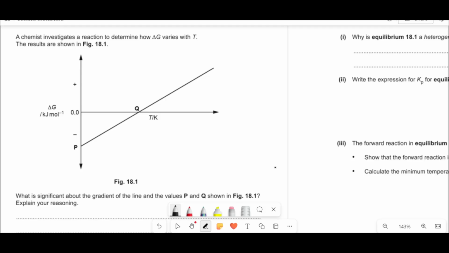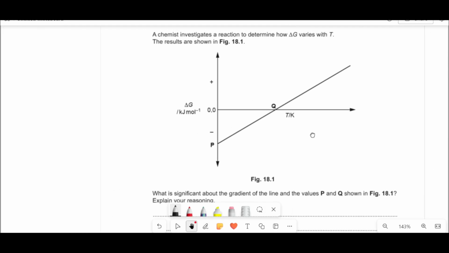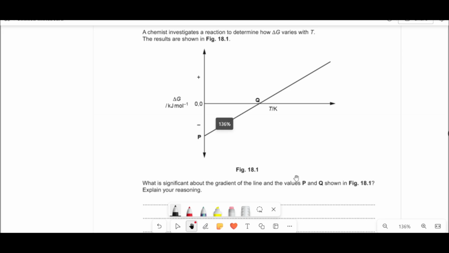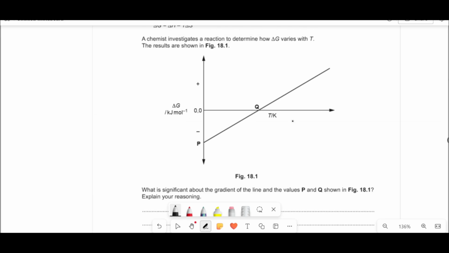And it says, what's significant about the gradient of the line and the values P and Q shown in this figure, and explain your reasoning. So this question should not really be that tricky. A lot of people panic over it because they think they've got to memorize it. Dude, it's a straight line.